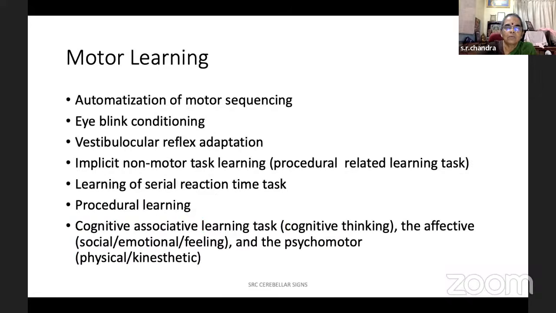And so now we'll come to what are all the functions in motor learning and cognitive learning by the cerebellum. I am just summarizing. Automatization of motor sequencing. You do a typing movement.